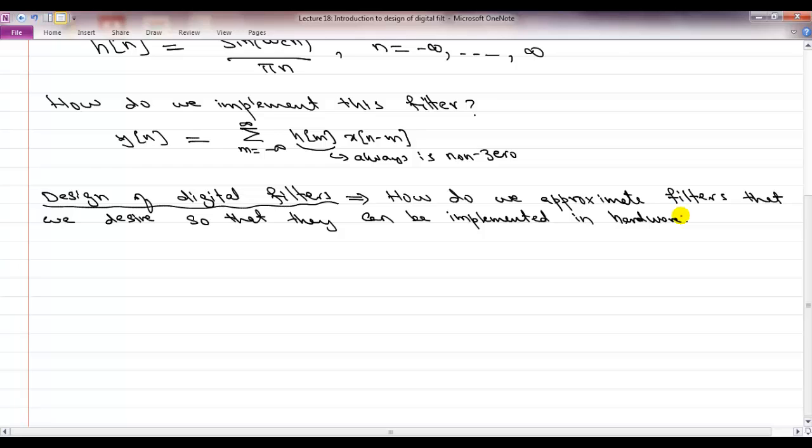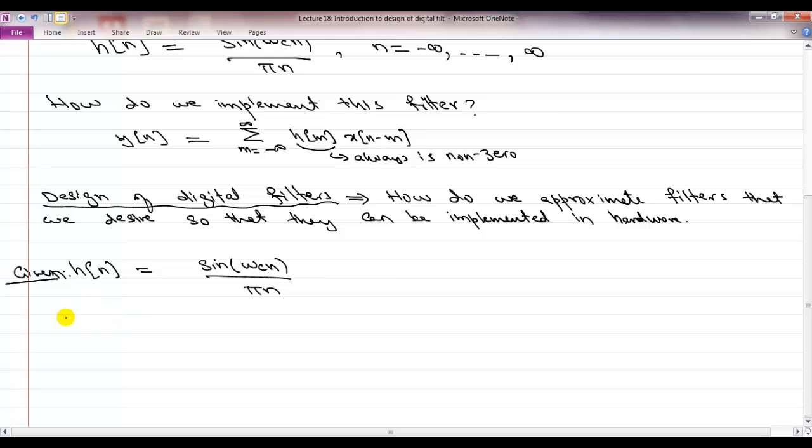So let's keep on going with this formulation though. Let's keep the example of this ideal low-pass filter and try to motivate what is to come in terms of design of digital filters. So we are given this filter h[n], which is infinite length, sin(omega c n) over pi n. How do we now get an approximation to this filter so that we can implement it in hardware? So there are two ways of doing that. There are two types of approximations that we'll try to study in this class.